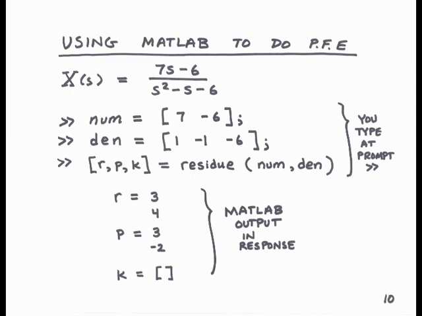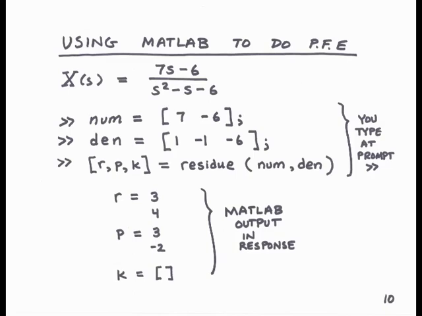In MATLAB, a polynomial is represented by an array of its coefficients. So the numerator of X of s, 7s minus 6, is represented in MATLAB as the array [7 -6]. Our first line here, num = [7 -6], defines the numerator polynomial. Our second line does this for the denominator. The denominator is s squared minus s minus 6. The coefficients are 1, minus 1, and minus 6 for this polynomial. So our second line defines the denominator polynomial.